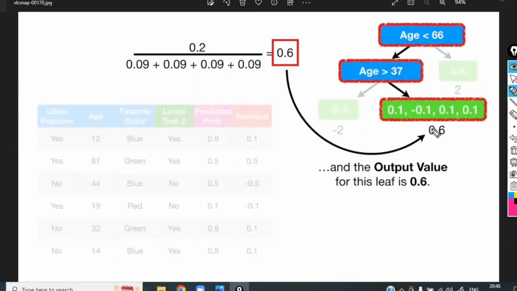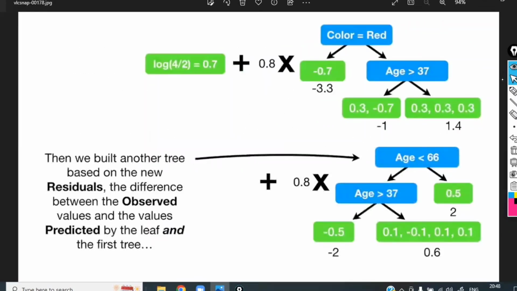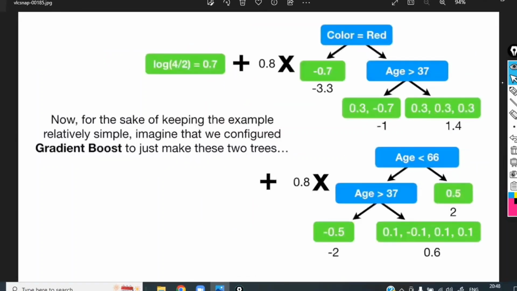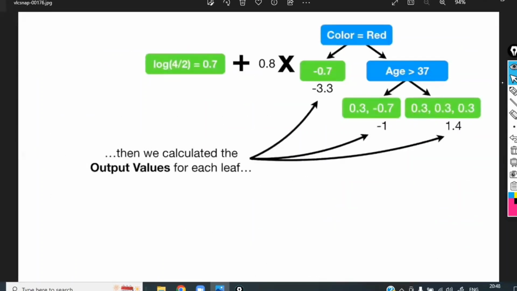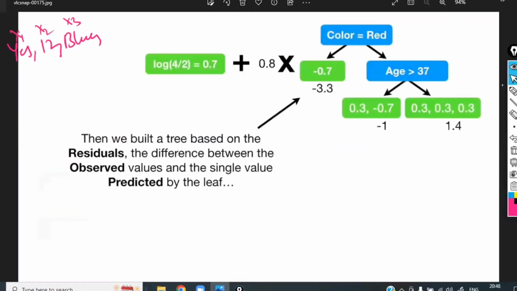After transforming, what is the next step we have to do? Again, we have to start predicting the probability. Predict the probabilities again. Now combine everything, this one and this one. Now, for the first record: yes, 12, blue, and okay. These are the three inputs, x1, x2, x3. For these three inputs, what is the predicted probability?